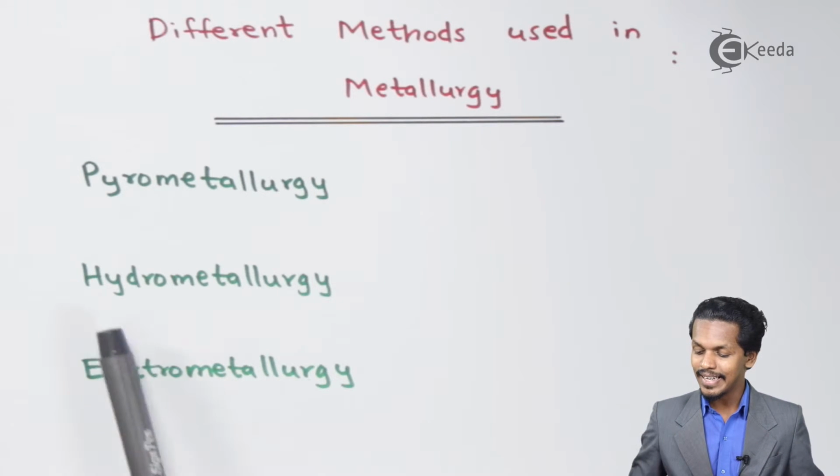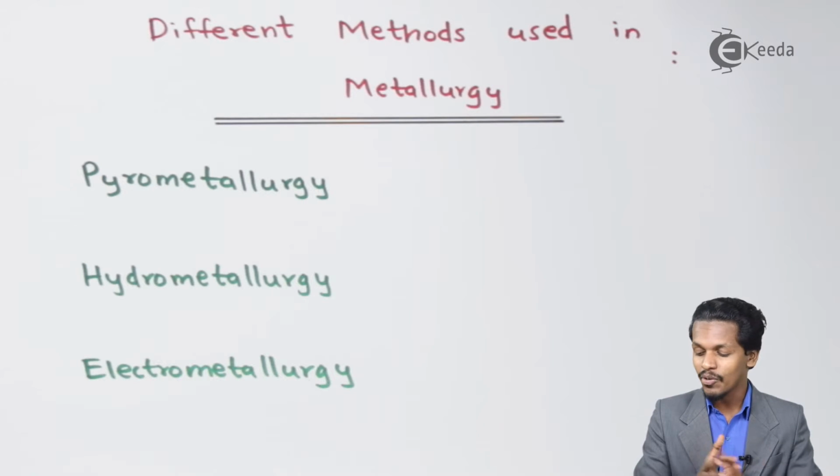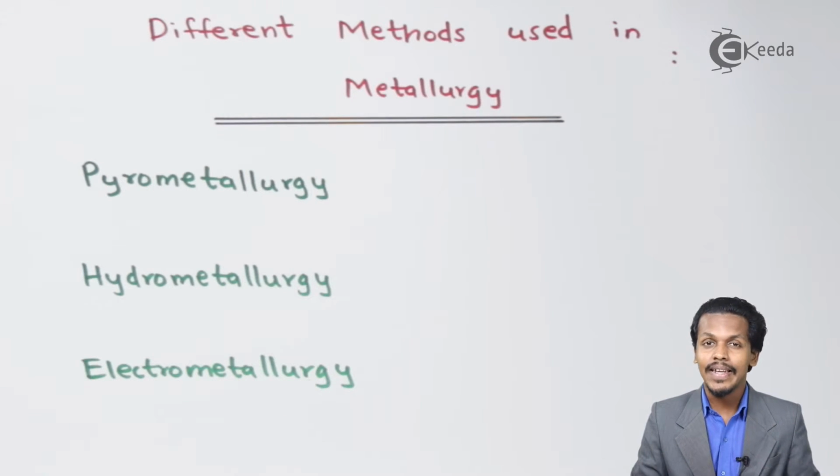Talking about the next, that is hydrometallurgy. Hydrometallurgy is the extraction of the metal from its salt in an aqueous solution. And talking about the next one, that is electrometallurgy. Electrometallurgy is nothing but the extraction of the metal using electricity, and this is what we are going to talk about in my next lecture also.